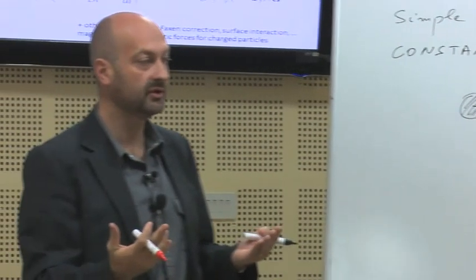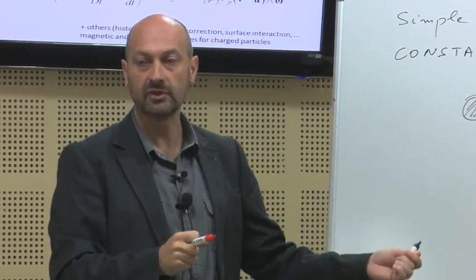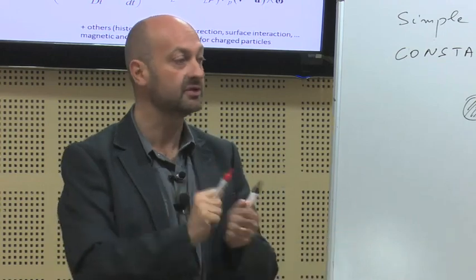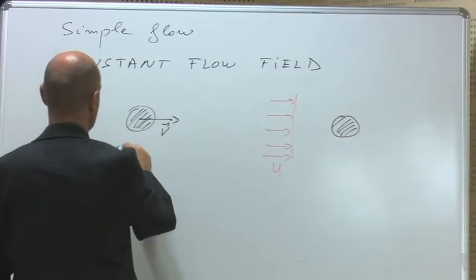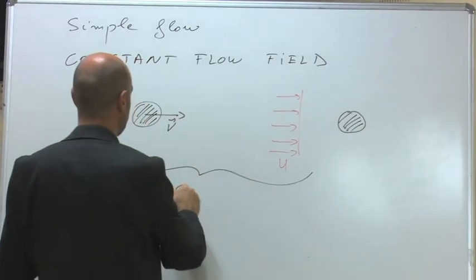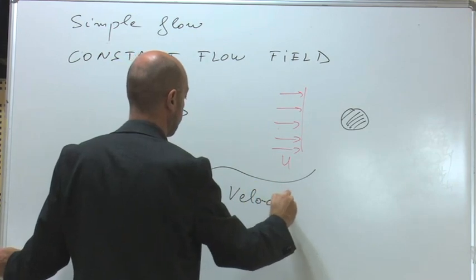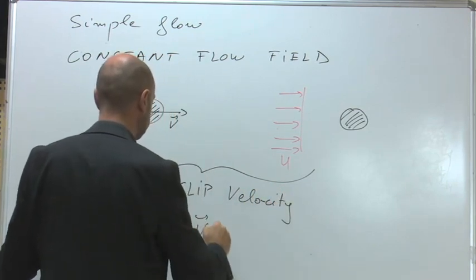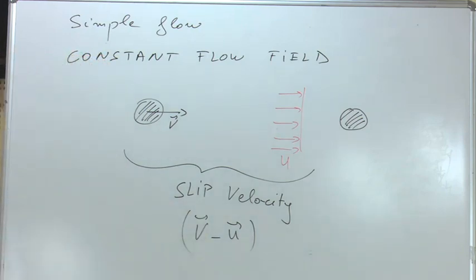And you see that these two situations are exactly the same. Okay, so what is important is not if the particle is moving or if the flow is moving. The important point is the difference between the two. Okay, so what we need to know is what is the difference between the two. And this is called the slip velocity. Okay, so what is important is v minus u.